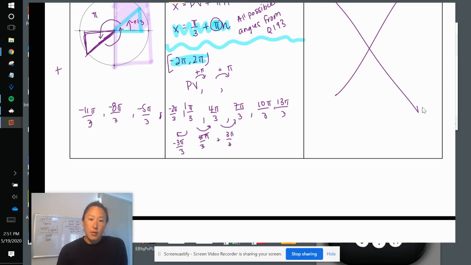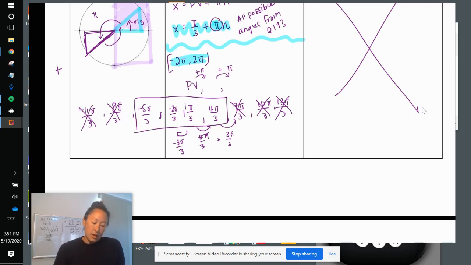7 divided by 3 is greater than 2. That one doesn't work. 10 over 3 is greater than 2. 13 over 3 is greater than 2. Not in our domain. All right, so negative 11 over 3 is greater than negative 2. Doesn't work. Negative 5 over 3, that's less than 2, so that one's going to work. These are our answers right here.